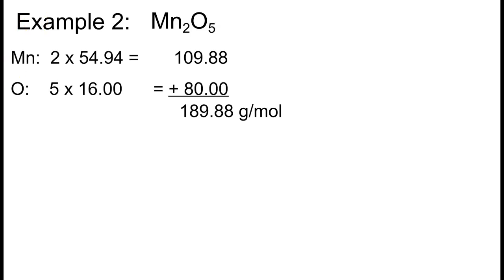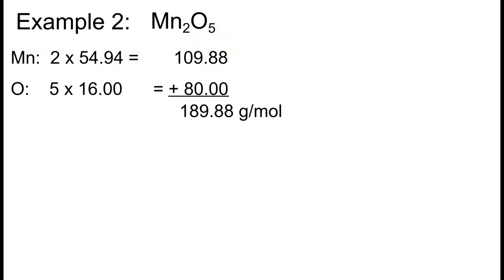Okay, this is example 2. Please jot this down on your paper. Pause the video as needed. Again, you're going to calculate the molar mass of Mn2O5. So remember to do that. We list the elements we have, Mn and O. How many of each? 2 and 5. Their individual molar masses. Multiply for subtotals and get a grand total.